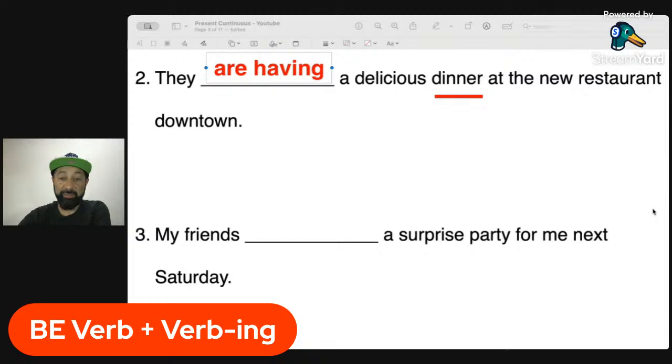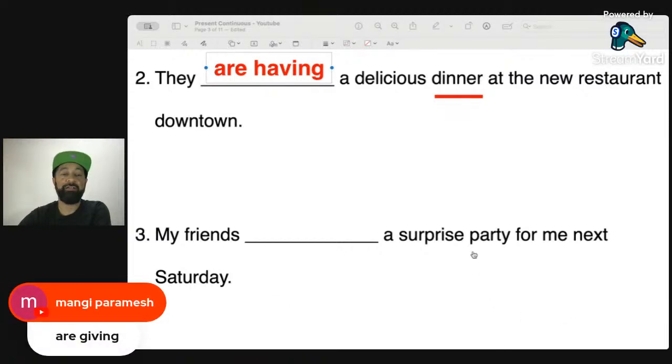All right, so okay, Parmesh, you've got my friends are giving a surprise party for me next Saturday. Now, if you're going to do give, we'd always say giving me. So we need to put the me right with give. But for party, we don't give a party. There are 2 verbs we can say for party.